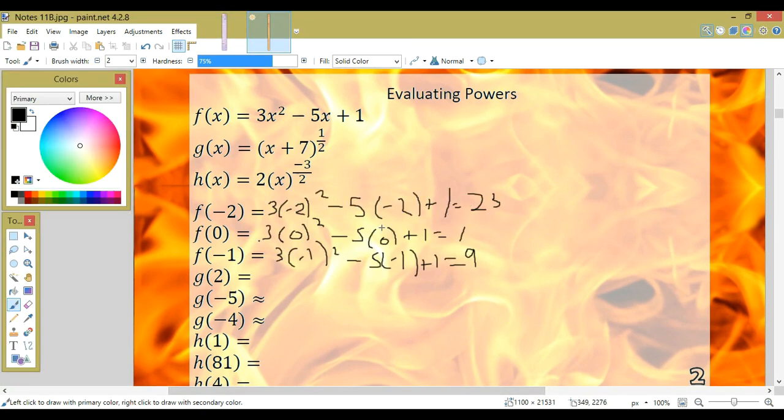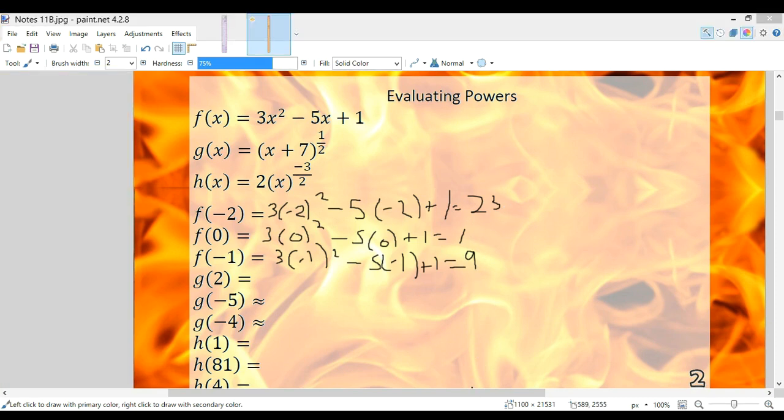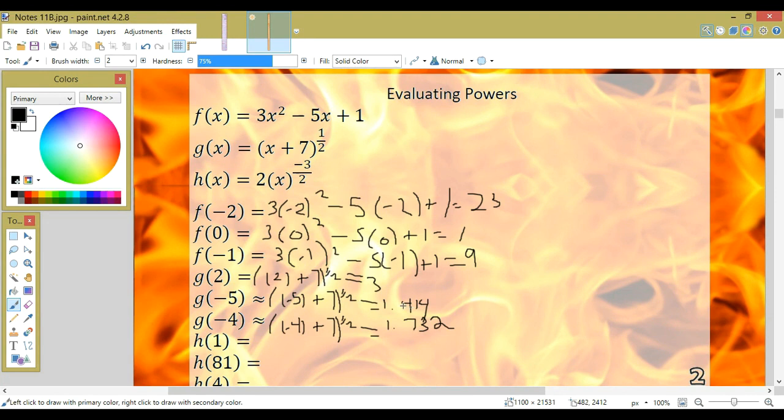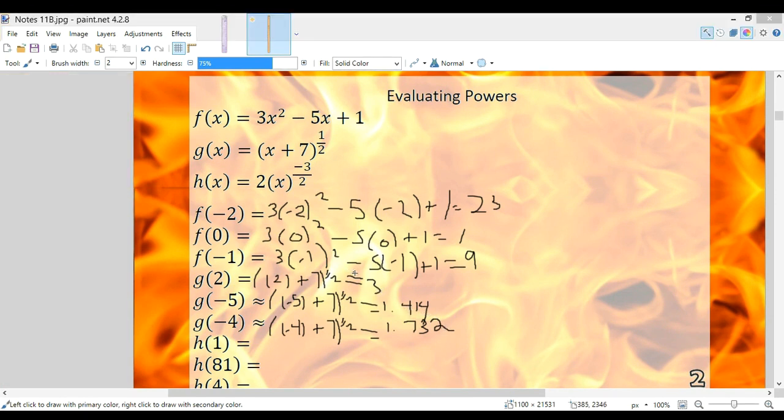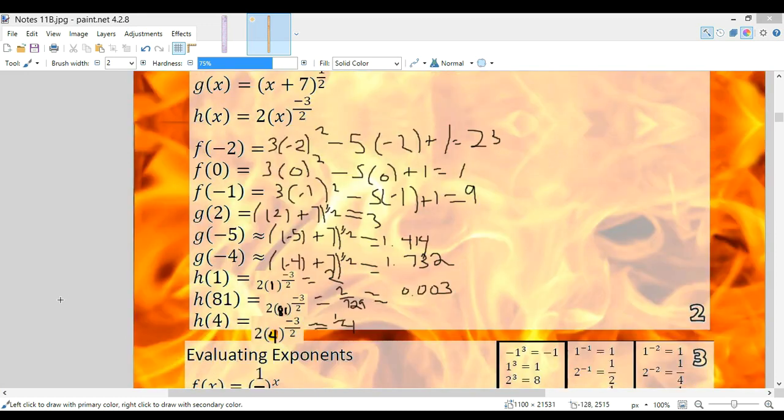For the first function, you should get 23, 1, and 9. Now try the g function. Here's what you should get for the next three: 3, 1.414, and 1.732. Okay, try the h function now. And here's what you should get on those functions.